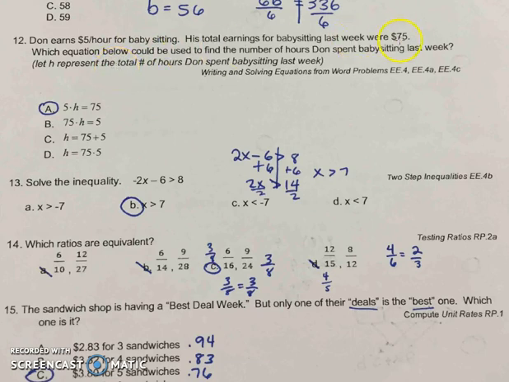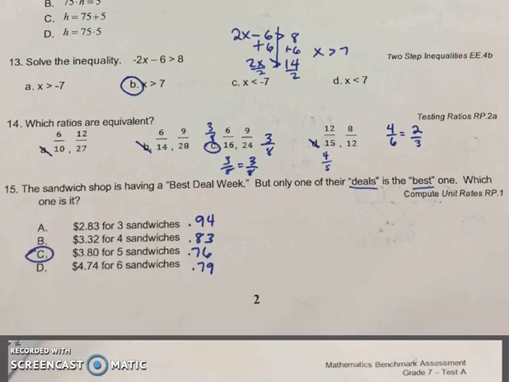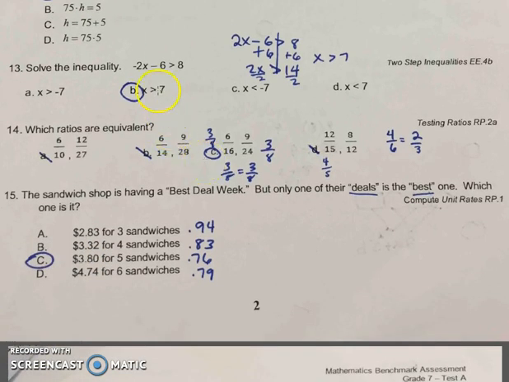Then we look for the total. So here's our total, 75. So we know the totals always go on the other side of the equal sign. So the only option here that has this total all by itself would be right here. So we're going to multiply 5 times the amount of hours, and it's going to equal the total of 75. So it's A.